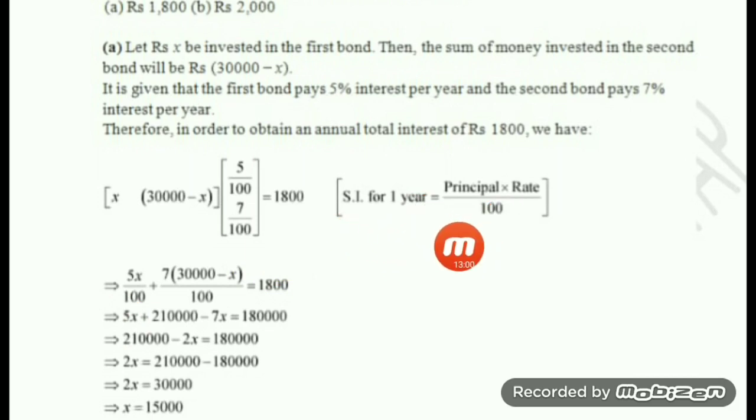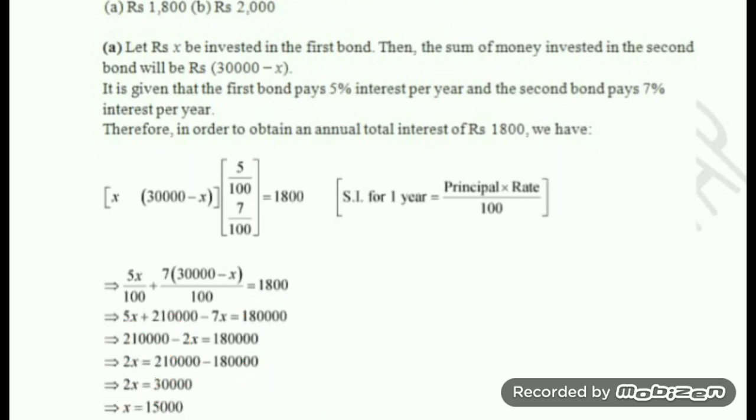Simple interest for 1 year is equal to what? I hope you remember, PNR by 100, n is 1, so PR by 100 we will have. So after that, you just multiply this one into this one. First row, first column, so only one element we will have. First element with first element, and second element with second element. When you multiply, that value will be equal to 1,800. Okay, and after that, do the calculation.